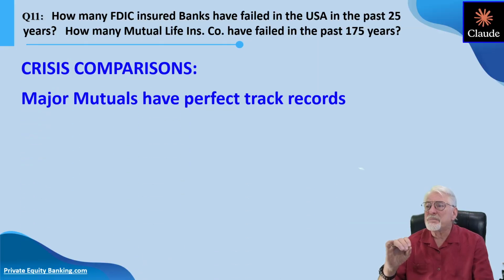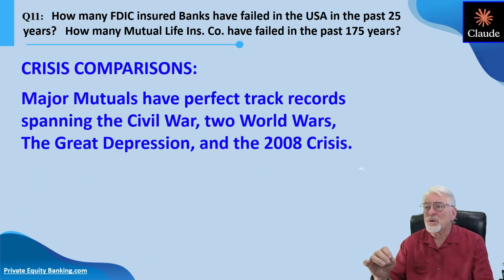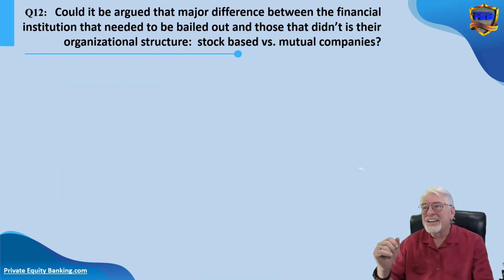Okay, so the crisis comparison: major mutuals have perfect track records spanning the Civil War, two World Wars, the Great Depression, and the 2008 crisis. Not one needed a bailout, not one failed. So for those of you that ask me that question, is it safe to put my money with a mutual company? Yeah.